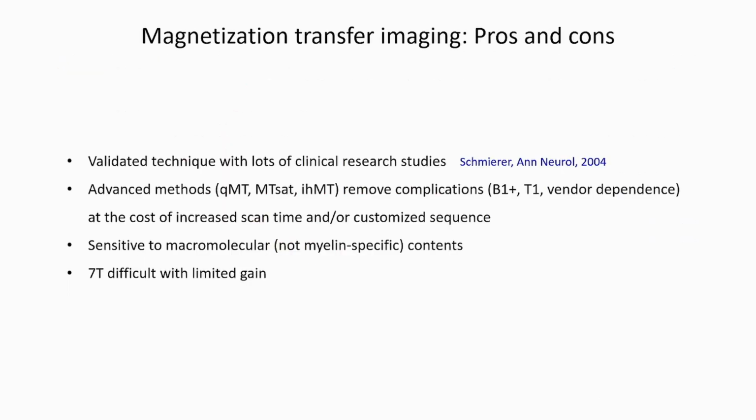So if I summarize the pros and cons of magnetization transfer imaging, it's one of the validated techniques with lots of clinical research done using the technique. There are advanced methods that overcome the limitation of B1 plus and T1 and vendor dependency, but they all increase the scan time, so there are limitations as well. It is sensitive to macromolecules and may not be specific to myelin, but roughly myelin is one of the important contributors there, so you can use it to a certain extent.